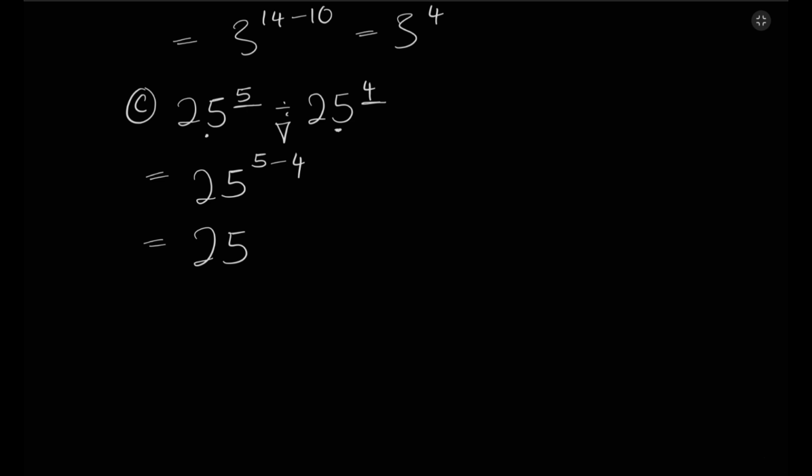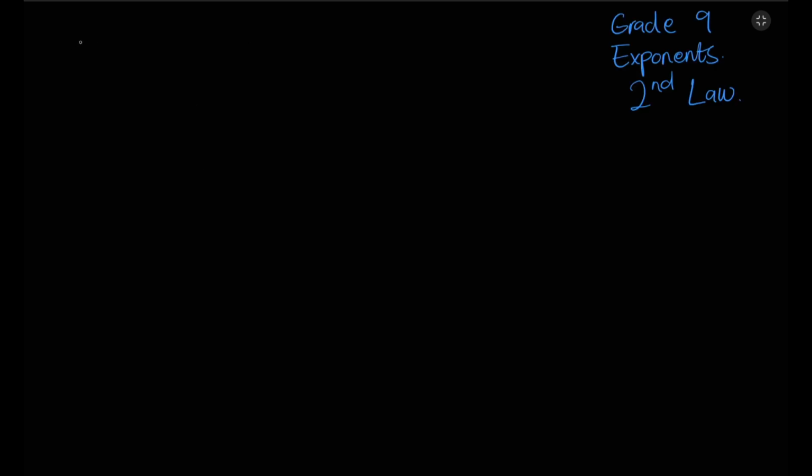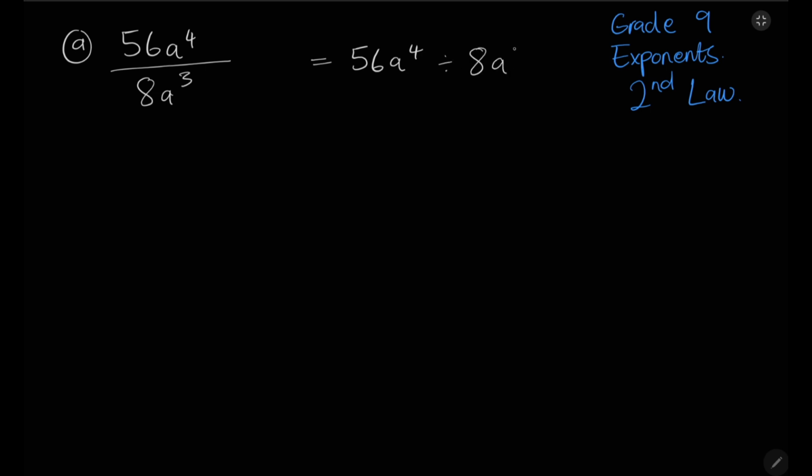Now let's try an example where we're given a fraction as well as coefficients. If you have, let's say, 56a to the power 4 over 8a to the power 3, or 8a cubed, how do we solve this? Remember, I told you that this is basically 56a to the power 4 divided by 8a cubed.